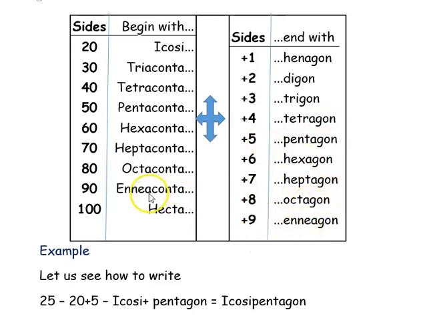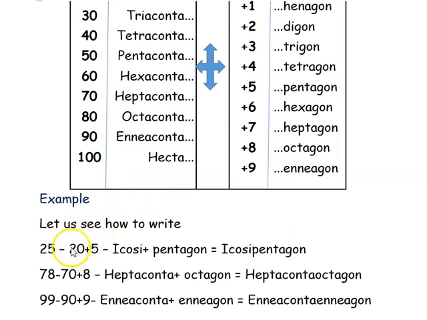Now we'll see one example. Suppose you want to name a 25-sided figure. You know that it will have 25 angles. So we can split this 25 as 20 plus 5. To name 20, we know that it is icosi. Then 5, you know that it's pentagon. So a 25-angled figure we can call an icosi pentagon.